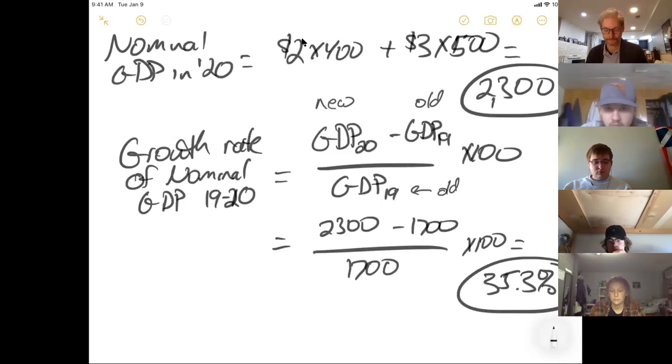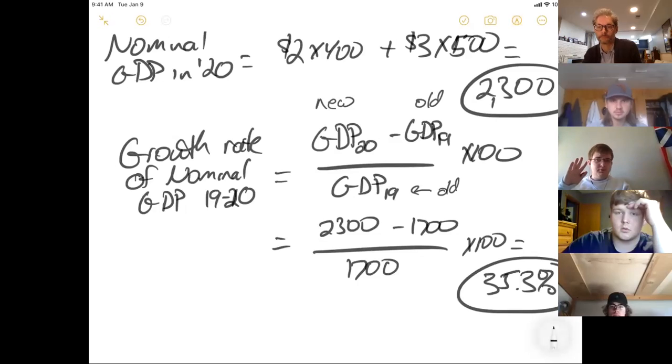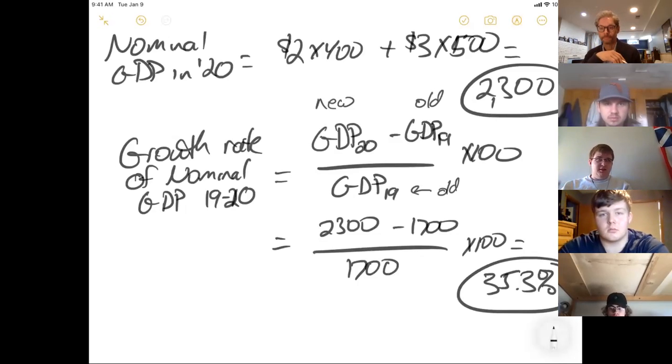How can that be? We know that the people in Thailandia are worse off because they have fewer Doritos and less beer. How is it that nominal GDP is telling us that they're better off? What are we missing here? Yeah, Logan, what do you think we're missing? Well, because they're paying more for all these goods, even though they're getting less, it's still getting a higher value, kind of.